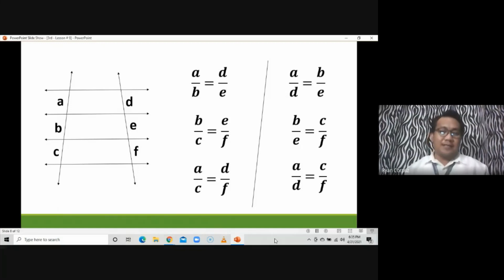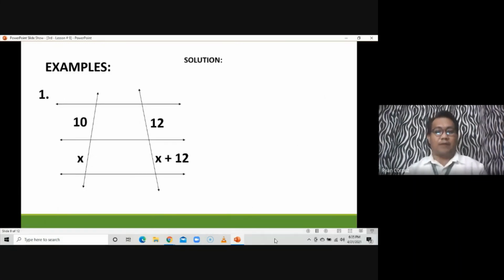So as long as you've seen that there are 3 or more lines which are parallel to each other and was cut by 2 or more transversals, then you can apply segments cut by transversals, wherein the segments are proportional segments. The segments cut by the transversals are proportional. Okay? So paano ina-apply through example? So let's have an example of it. So may given example tayo ditto.